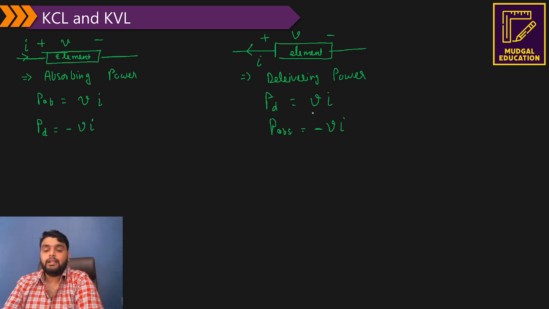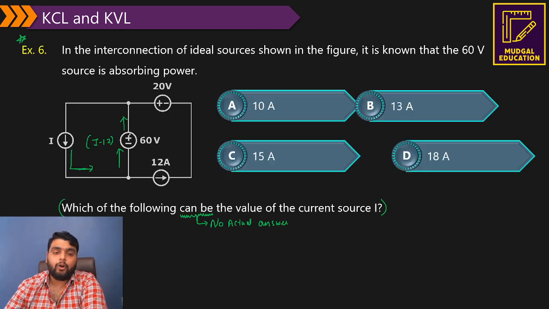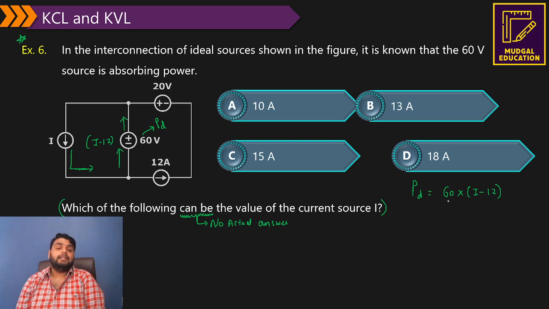Simple sense. Now see this question carefully. According to the direction of current and the polarity, what is happening to the 60 volt source? It is delivering the power, because the current is leaving the positive terminal. So how much power is it delivering? Voltage multiplied by the current, which is 60 multiplied by I minus 12. It is delivering the power.